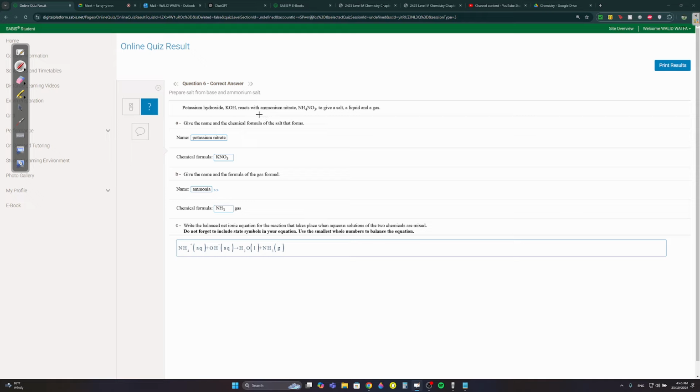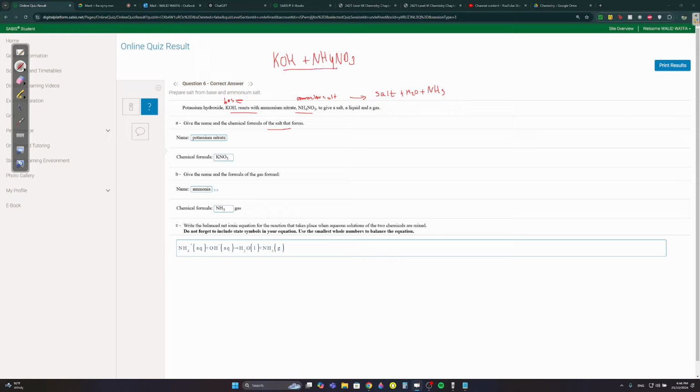Okay, potassium hydroxide KOH reacts with ammonium nitrate to give a salt, a liquid, and a gas. This is a base. This is an ammonium salt. The reaction between a base and ammonium salts produces a salt, water, and ammonia gas. Okay? What is the name of the salt that forms? Base plus ammonium salt, KOH plus NH4NO3. Box up the middle.